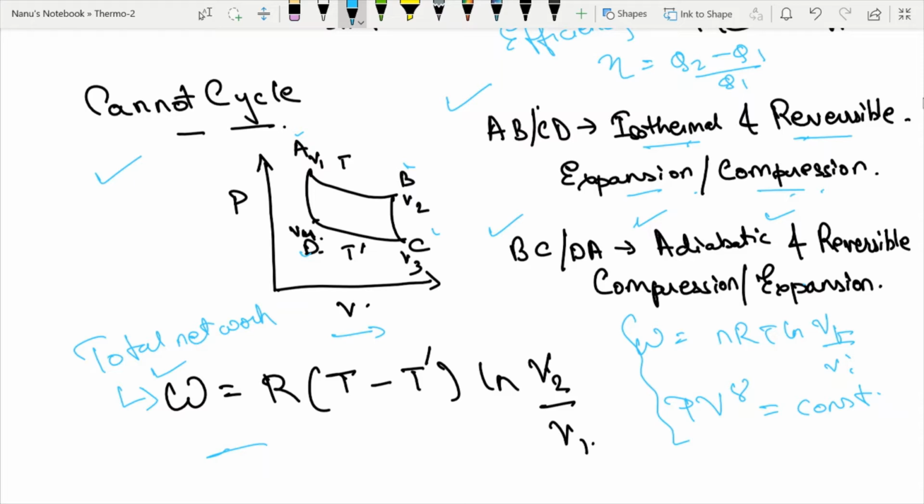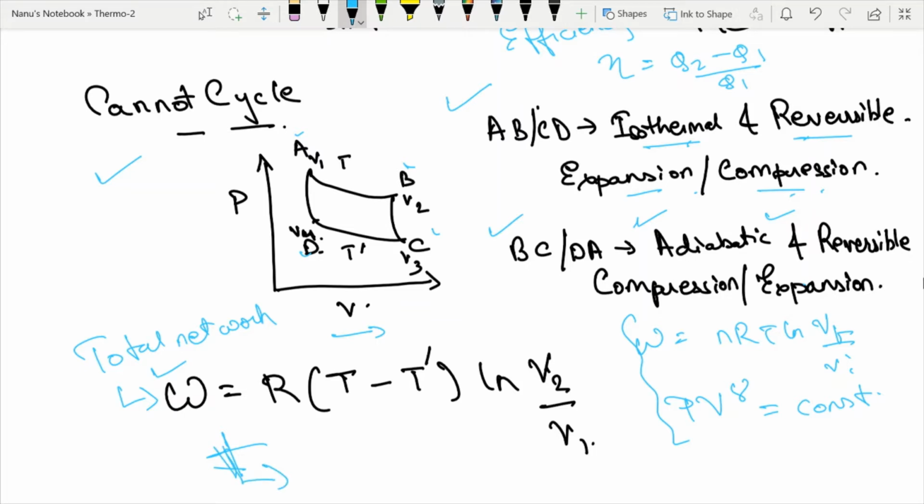So it is given by R(T minus T prime), where T was the AB portion and T prime was the CD portion, and ln V2 by V1, where V2 was the volume at B and V1 was the volume at A, right? And this formula comes after a lot of derivations.